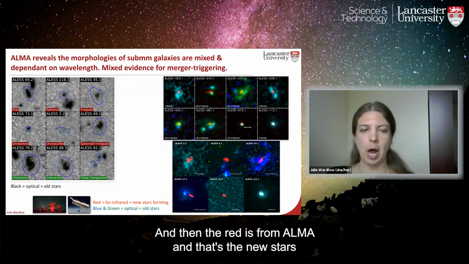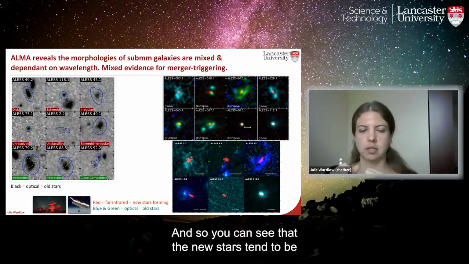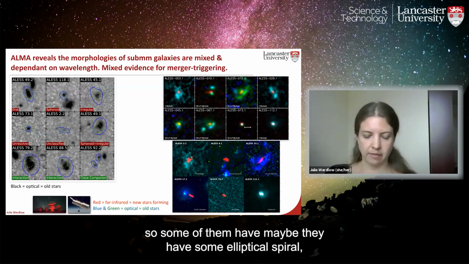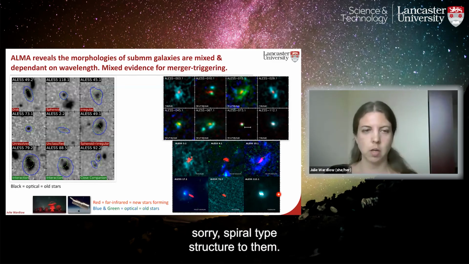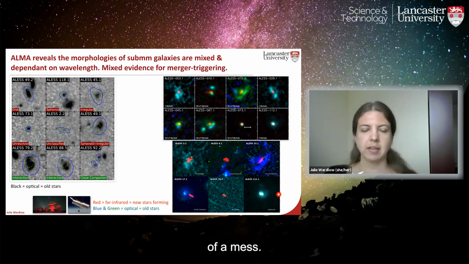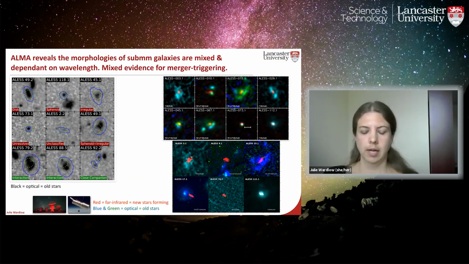And then the red is from Alma, and that's the new stars that are forming. So that's where the dust is. And so you can see that the new stars tend to be fairly compact, but there are also some morphologies there. Some of them have some elliptical or spiral type structure to them. But then looking at the optical data, they're a bit of a mess. So it's not really clear from this what these sorts of galaxies are.